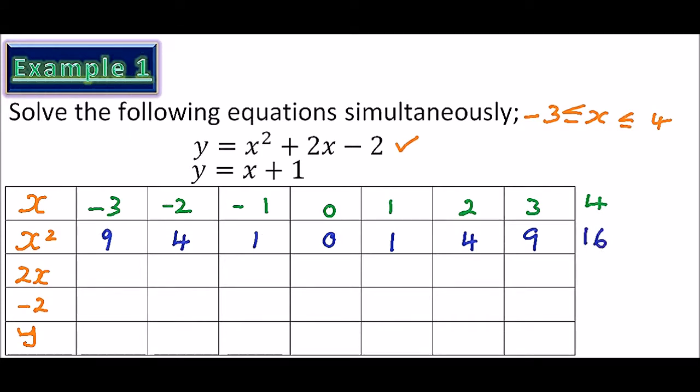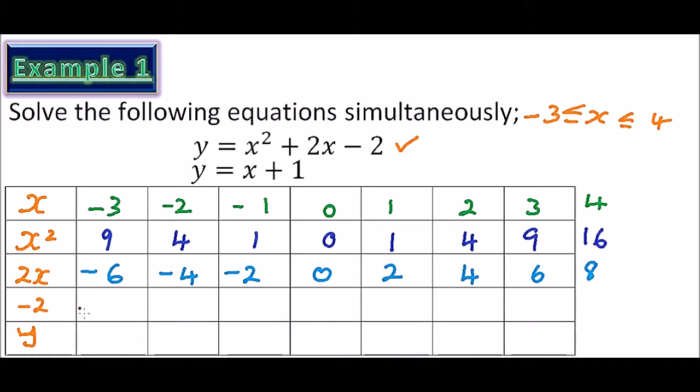From there we get 2x. So our 2x is, we multiply the 2 by the value of our x. So this is 2 multiplied by -3, we get -6. 2 multiplied by -2, we get -4. 2 multiplied by -1, we get -2. 2 multiplied by 0, we get 0. 2 multiplied by 1, we get 2. 2 times 2, we get 4. 2 times 3, we get 6. And 2 times 4, we get 8.